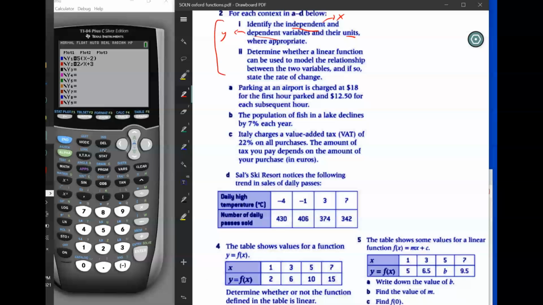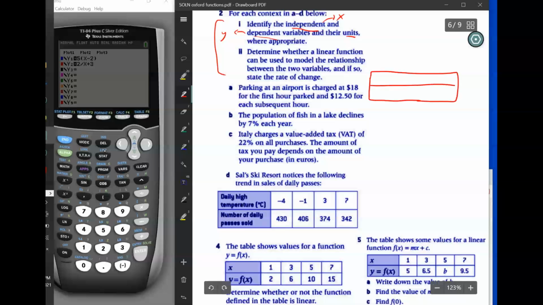Case A. Parking at an airport is charged at $18 for the first hour parked and $12.50 for each subsequent hour. One of the ways you could figure out if this is linear is you could write a model for it. The other is you could write out some data points for it. We'll do the data points first because I think it's easier.